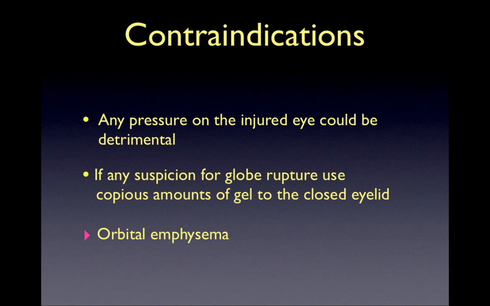Not necessarily a contraindication, but just something worth mentioning is if there's any orbital emphysema. In these cases, you might not want to perform ocular ultrasound because the emphysema, the air that's in the tissues, will block the ultrasound waves. Ultrasound waves do not like air. It causes them to scatter in different directions. So if there's significant orbital emphysema, you're likely not going to be able to visualize the structures below and do a thorough evaluation of the globe.